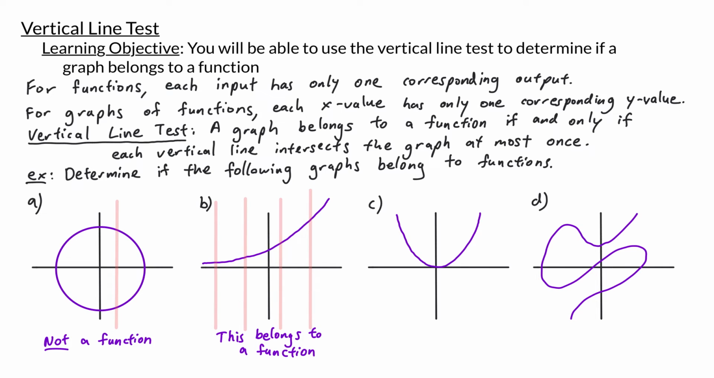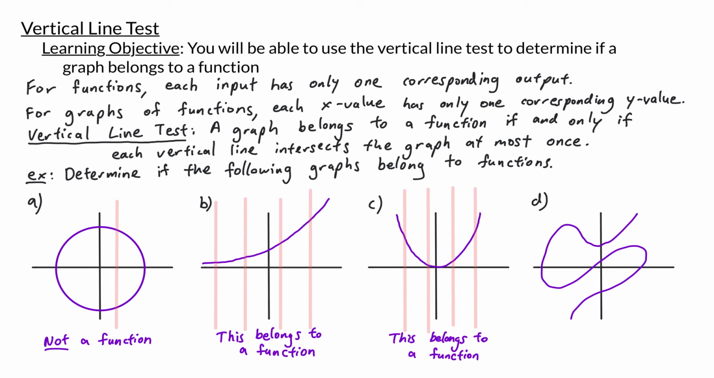Again, to determine whether a graph belongs to a function, all we have to do is draw vertical lines through our graph. But no matter how we draw our vertical lines, each of these vertical lines will only cross the graph in one spot, which means that each x value only has one corresponding y value. So we can conclude that this graph does belong to a function. Let's now look at example D.